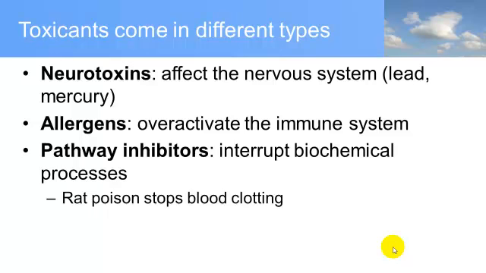Pathway inhibitors interrupt some type of biochemical process. So, for example, rat poison stops blood clotting. So what it basically does is it causes rats to die of internal bleeding.